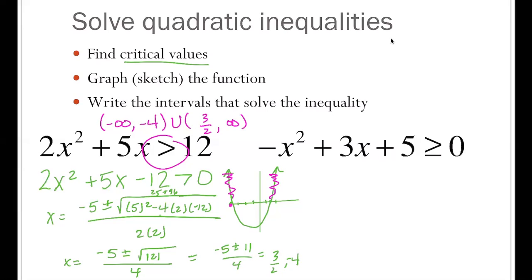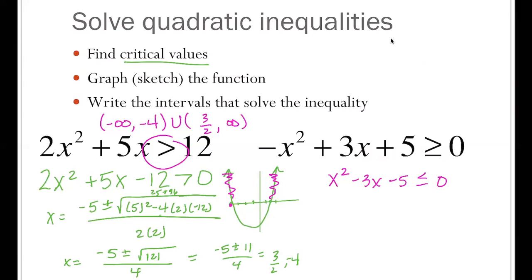So let's go to the next problem. Normally I don't like my x squared to be negative, so I'm going to go ahead and make it positive. So I'm going to divide everything by a negative. Again, when you divide by a negative, it switches your inequality. So now we would be less than or equal to 0.